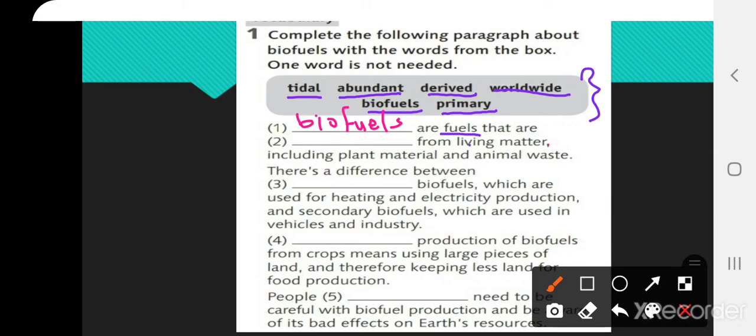What is the sentence that you remember that we have explained before? It's the same as this one, from living matter. And it's a meaning for something or for a word, okay? Here we have to write what? Derived. First of all, we have are, which needs after it verb 3 because it's a passive voice. And the only verb here that we have is derived. Okay, so they are what? They are derived. So number 2 is going to be derived.